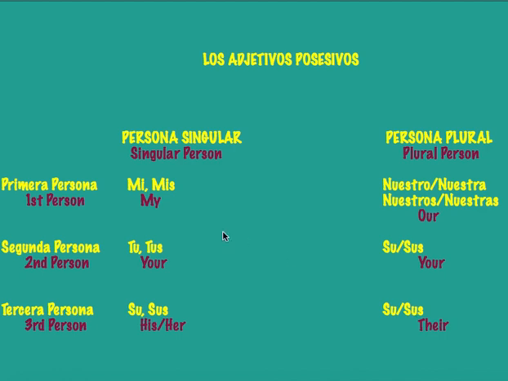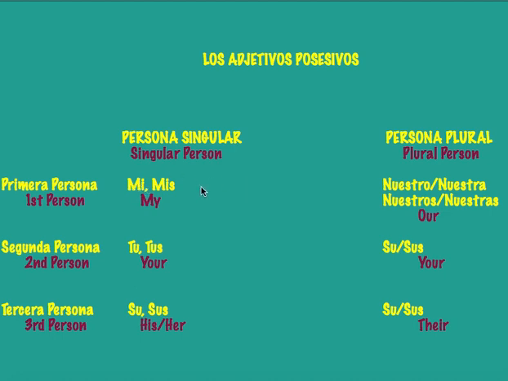Now, let's look at these possessive adjectives. So, mi, mis mean my. Tú, tus means your. Su, sus means his, her. Nuestro, nuestra, nuestros, nuestras means our. Su, sus means your, and su, sus can also mean their. All right, let's unpack this. So, some of these end in an S and some don't. Why? If it ends in an S, it means that the object you're talking about is plural. If it does not have an S, it means the object you're talking about is singular.